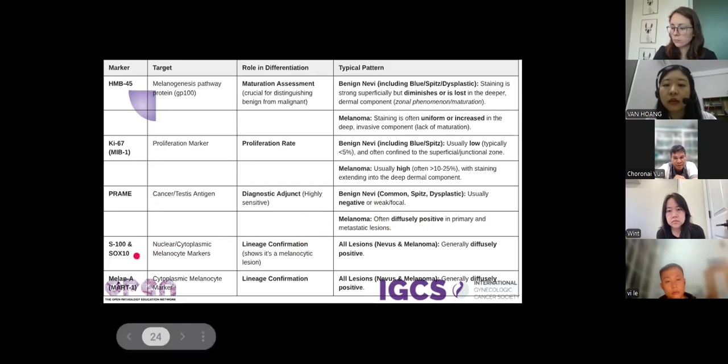S100 and SOX10 are diffusely positive in all lesions, including benign and malignant. And Melan-A is similar.